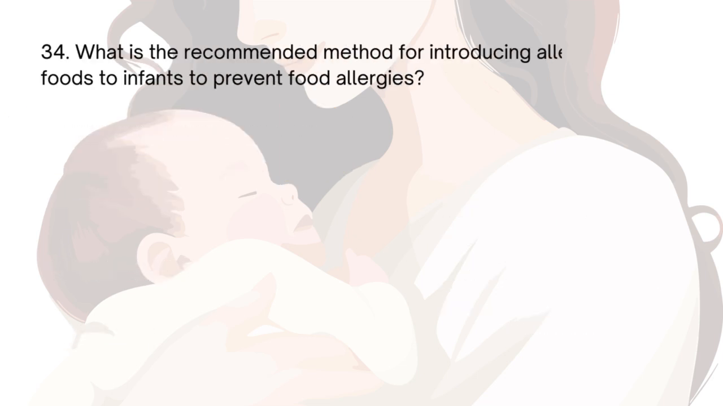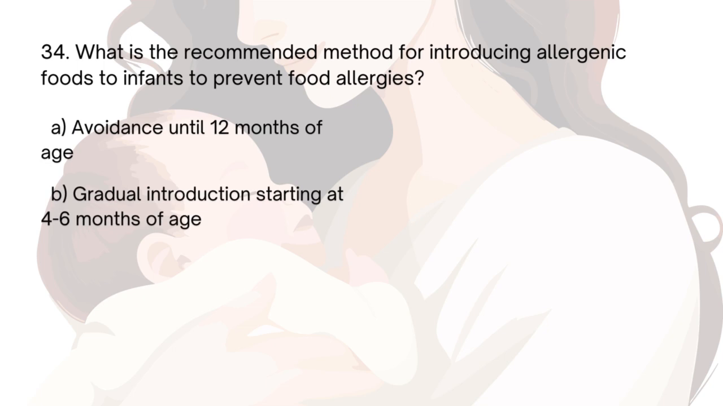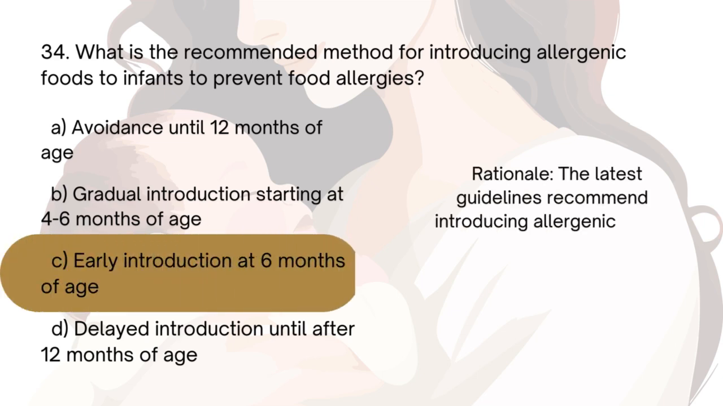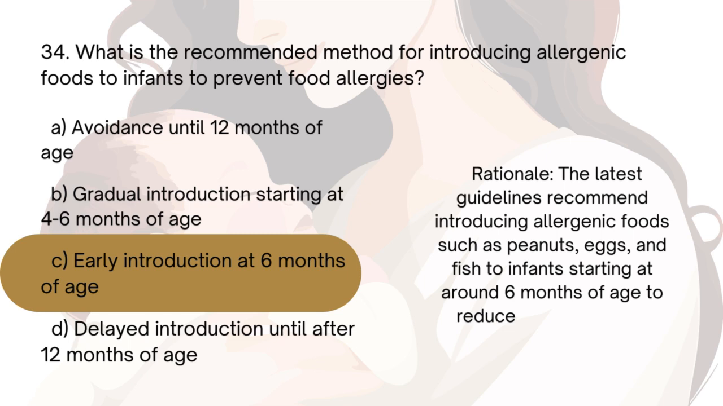34. What is the recommended method for introducing allergenic foods to infants to prevent food allergies? A. Avoidance until 12 months of age. B. Gradual introduction starting at 4 to 6 months of age. C. Early introduction at 6 months of age. D. Delayed introduction until after 12 months of age. Rationale: the latest guidelines recommend introducing allergenic foods such as peanuts, eggs, and fish to infants starting at around 6 months of age to reduce the risk of food allergies.